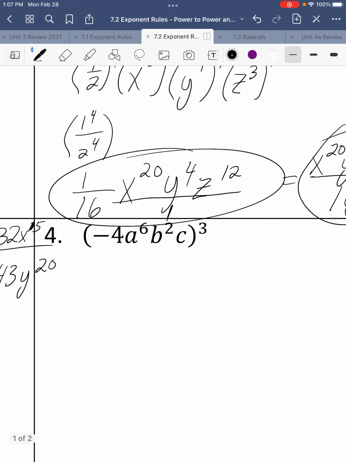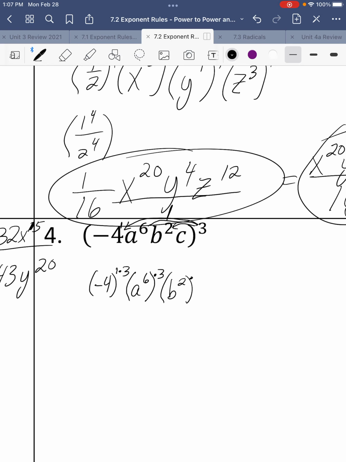All right, number 4. Again, we have a monomial to the 3rd power. We're going to raise this, so it'll be a negative 4, put in parentheses, to the 1 times 3. We have a to the 6th times 3. B squared times 3. And c to the 1st times 3.